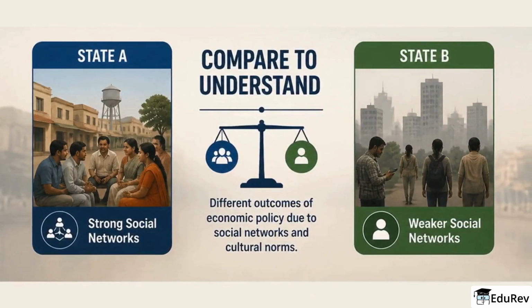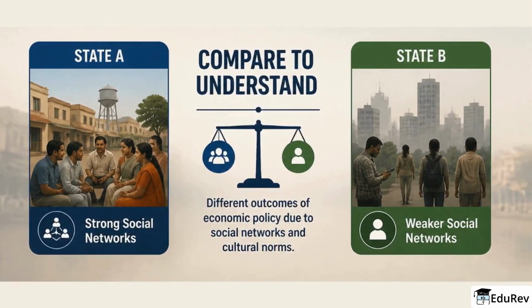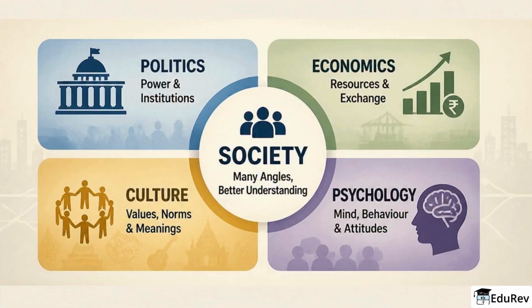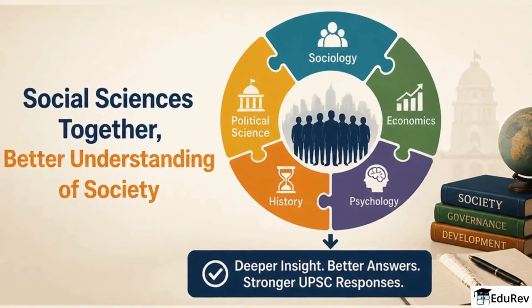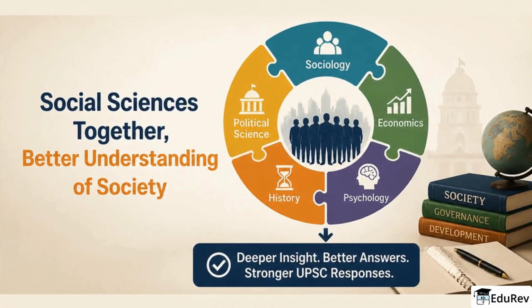Another tip: use comparative reasoning, like showing how economic policy played out differently in two states because of social networks or cultural norms. Quick recap. Sociology offers a broad integrative view. Political science focuses on formal institutions. Economics on material exchange. And other fields add depth from culture, history, and mind. Together, these disciplines give you a fuller explanation of social phenomena, which is exactly what UPSC answers require.